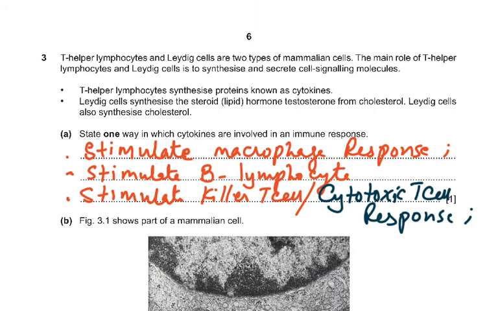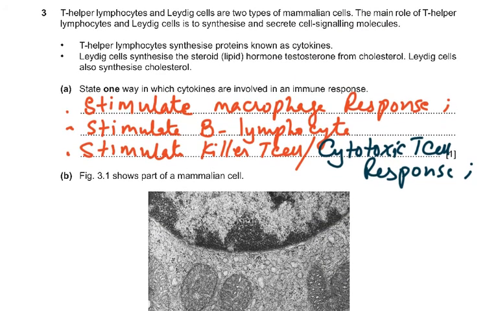Then let's look at question number 3. Now question number 3 says T helper lymphocytes and Leydig cells are two types of mammalian cells. So first read the question carefully and understand we're talking of T helper lymphocytes and Leydig cells. The main role of the T helper cell lymphocytes and Leydig cells is to synthesize and secrete cell signaling molecules.